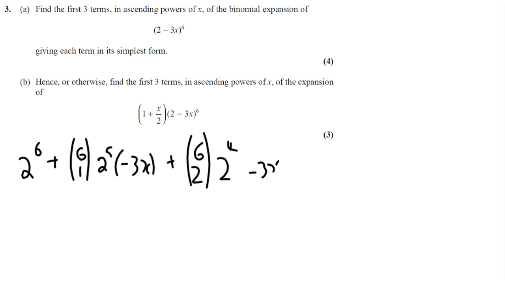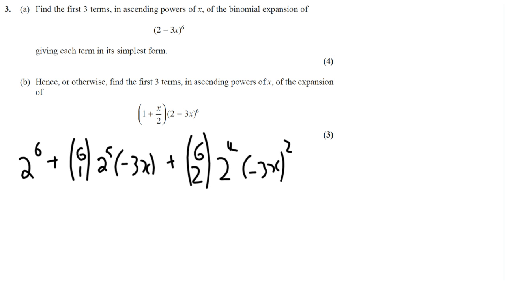Now your minus 3x, that's increasing by a power of 1 each time. In the first term you can't actually see anything, but essentially that's minus 3x all to the power of 0. In the second term that's minus 3x, essentially to the power of 1, so this is going to be the power of 2.